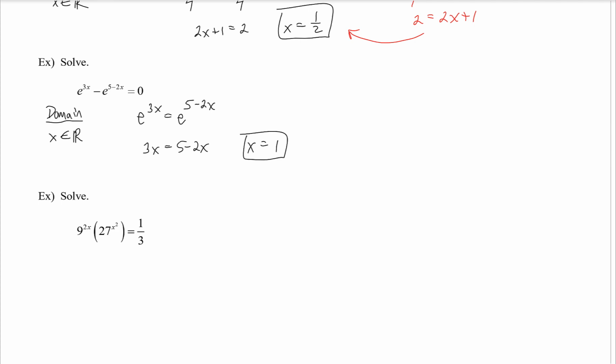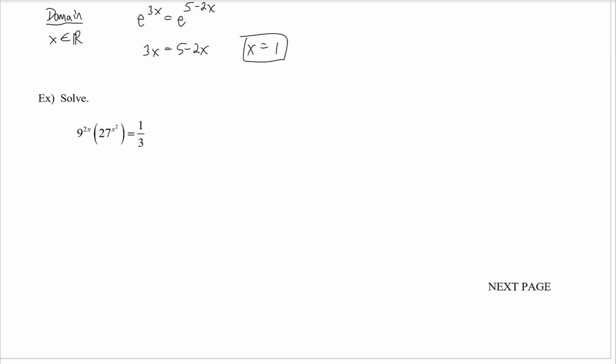And all is well. Let's look at this next one. I've got a base 9, a base 27, and a base of 1/3. One of the things, domain, almost forgot. If we look at our domain, 2x and x squared, they're exponents. So again, x can be any real number.